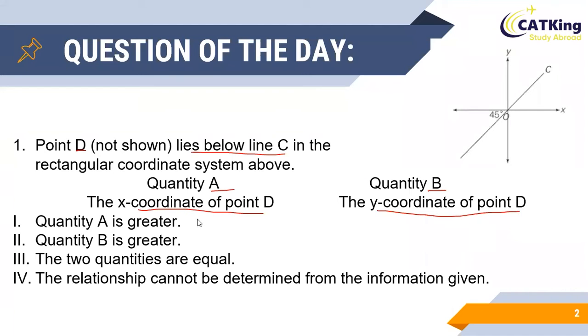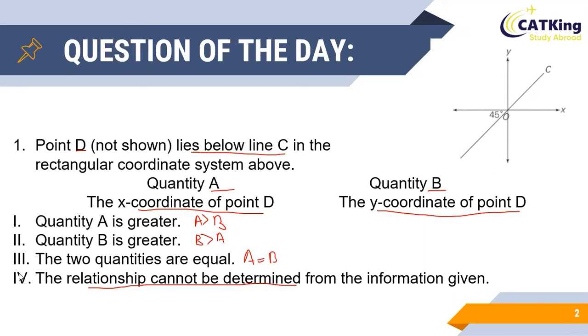We are asked to find if A is greater than B for all values of x and y, or if B is greater than A for all values of x and y, that is option 2, or if A is equal to B for all values of x and y, or if the relationship cannot be determined from the given information, that is option 4.